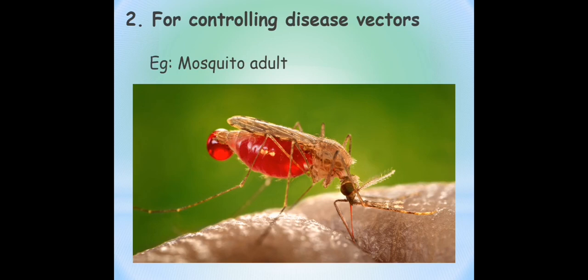Number 2, for controlling disease vectors. By studying the different stages of life cycles of organisms, we can identify the vectors. Look at this one, a mosquito adult.